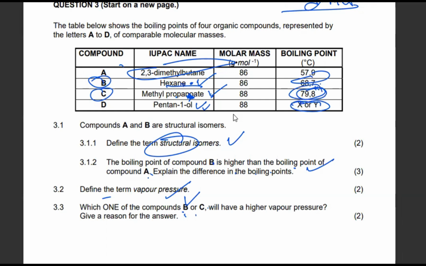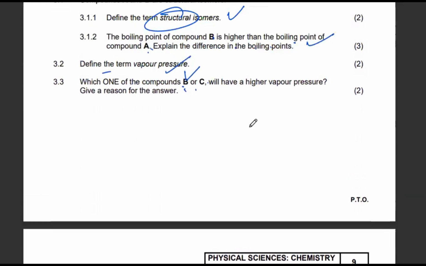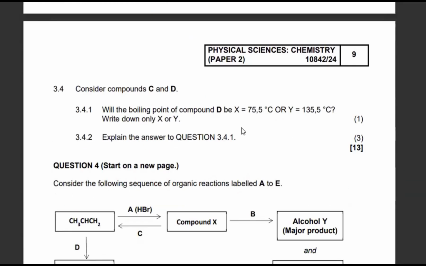So we have to look for something which has more than 79.8. This one is wrong, and this is higher. So automatically it means that the answer is Y. Now give a reason for your answer.